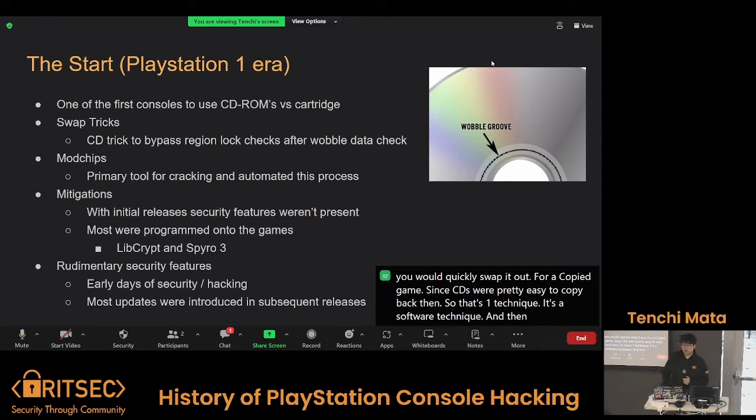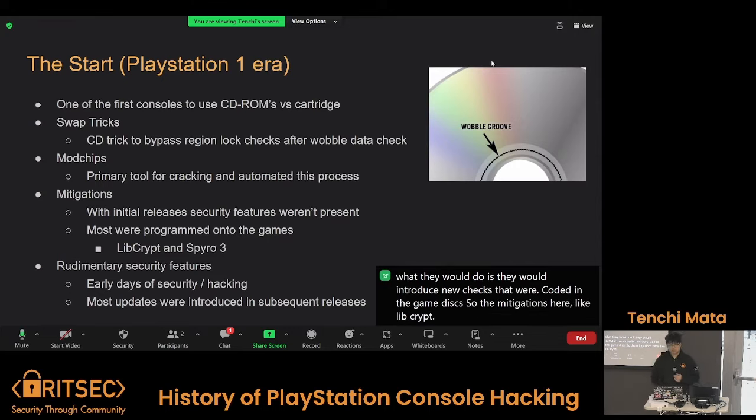And then this became harder once PlayStation caught on and they introduced protections. Back then, of course, you didn't really have OTW firmware updates, so over the wire, through the internet, you can't update the firmware once it's been released. So what they would do is introduce new checks that were coded in the game disks. So the mitigations here, like libcrypt.